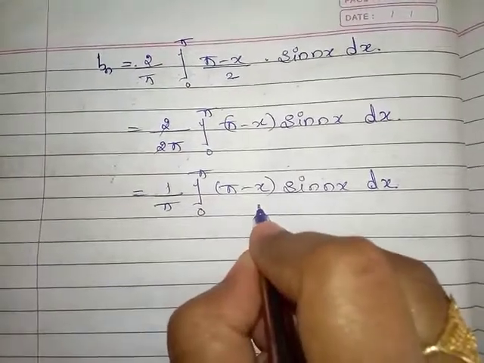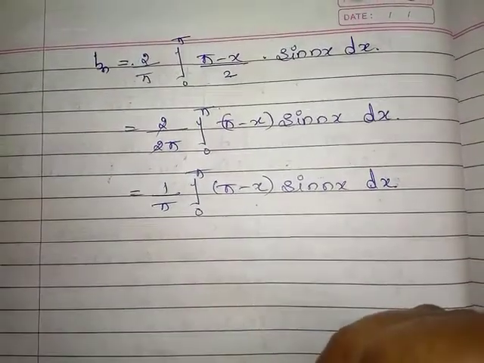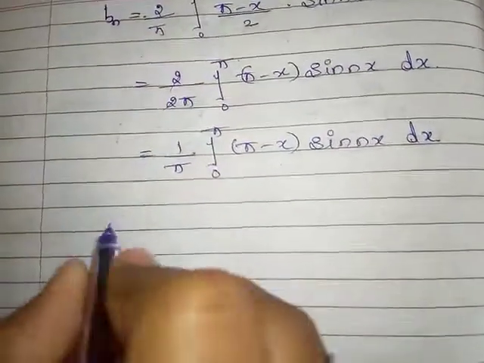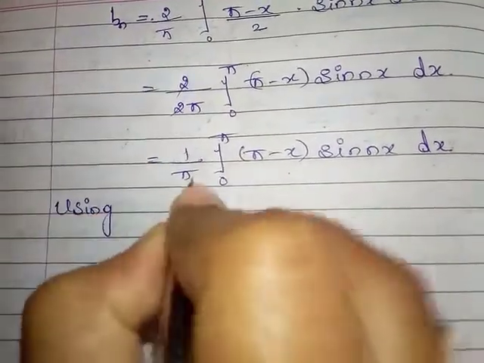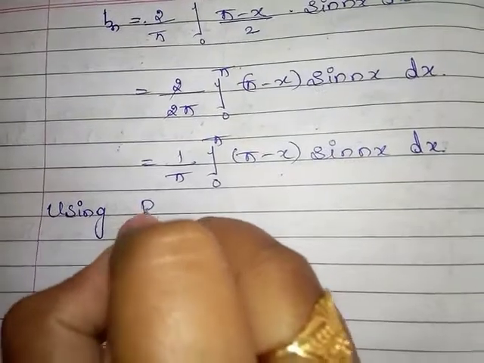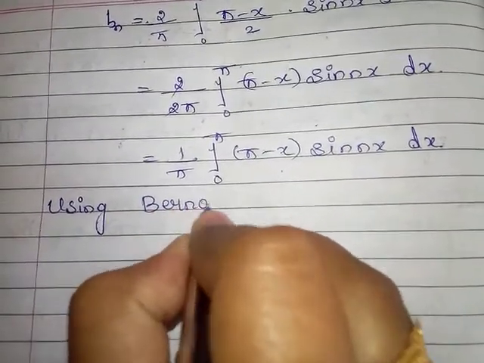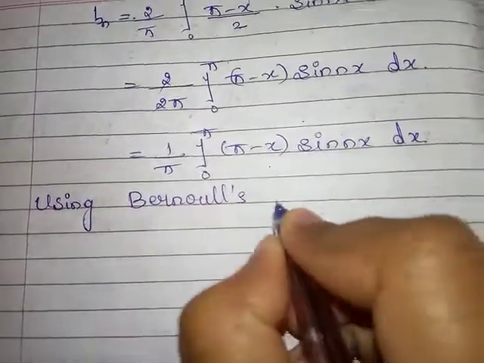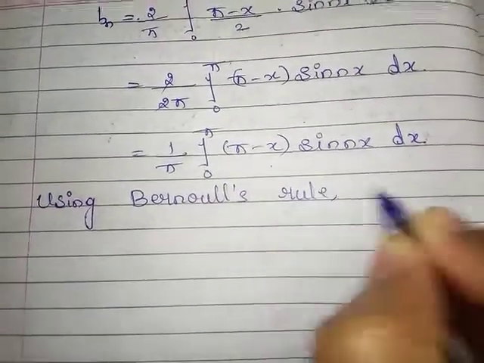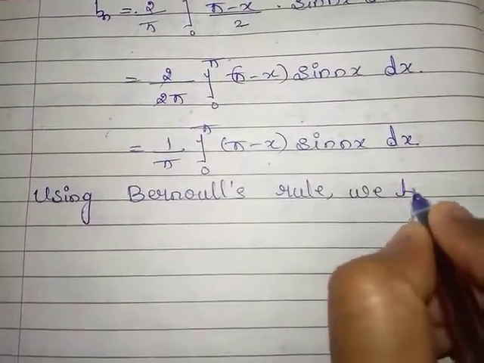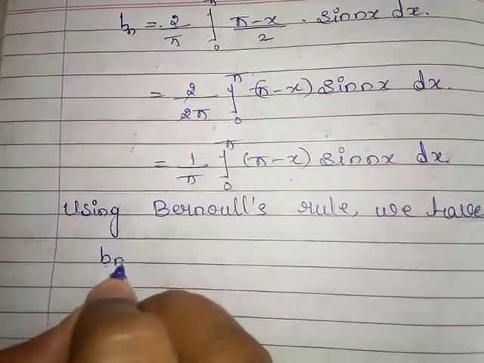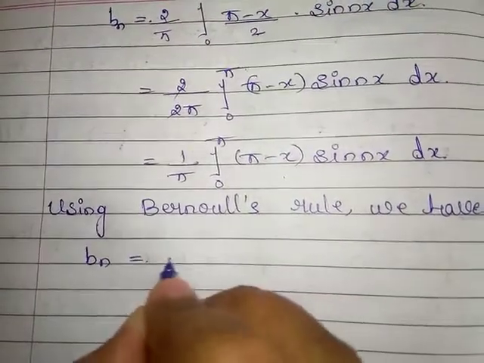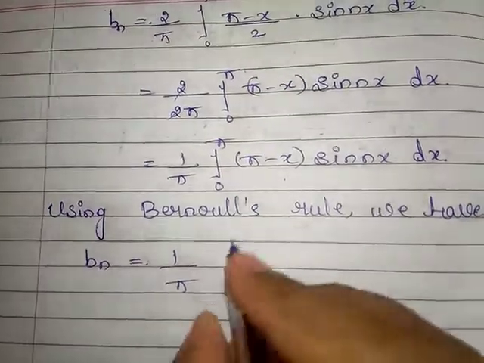To solve this one, we have to use Bernoulli's rule. Using Bernoulli's rule, we have bn is equal to 1 by pi.